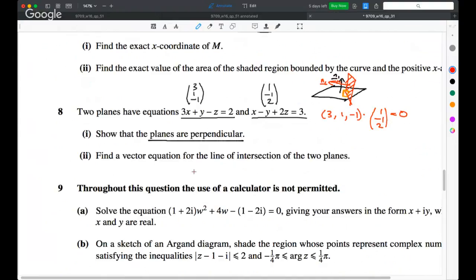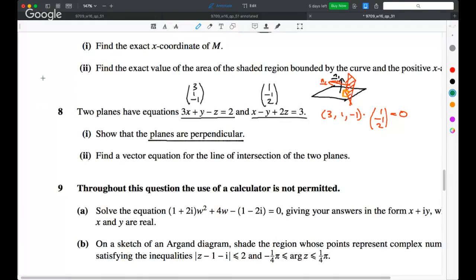Now they want a vector equation for the line of intersection of the two planes. So there's obviously going to be a line. If you think of two planes intersecting, there's going to be a sort of thin line between them. Now, planes have 2 degrees of freedom. They have 2 independent ways in which you can move. A line only has 1. You can move up and down the line. You can't strike off to the side and stay on the line.